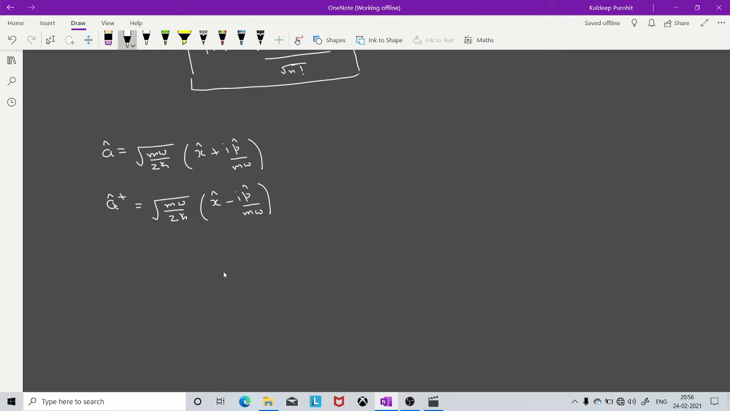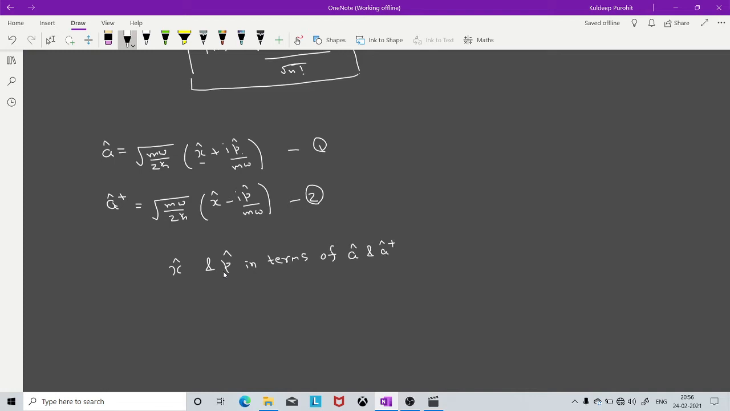So you can see that I have written this a operator, the lowering operator, in terms of the position operator and the momentum operator, and here I have the definition of a† in terms of again the position operator and the momentum operator. So I can use these two equations. Let me again write them as equation number 1 and 2, and using equations 1 and 2, I can write x and p in terms of a and a†.